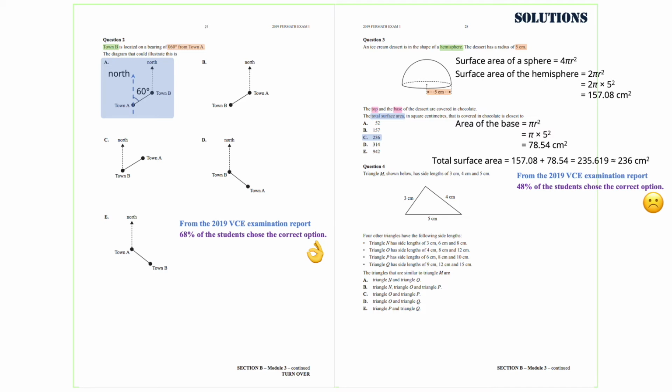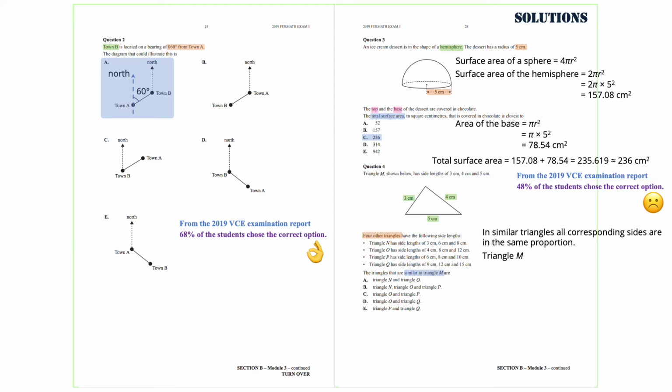Question 4. Triangle M, shown below, has side lengths of 3 centimeters, 4 centimeters, and 5 centimeters. 4 other triangles have the dimensions given below. The question is asking for the triangles that are similar to triangle M. In similar triangles, all corresponding sides are in the same proportion. Let's check the proportions between the sides of triangle M and triangle N. We are going to write their sides in order from lowest to highest.